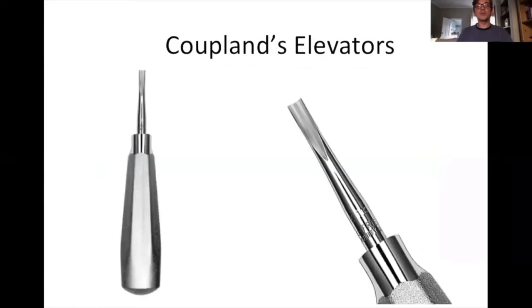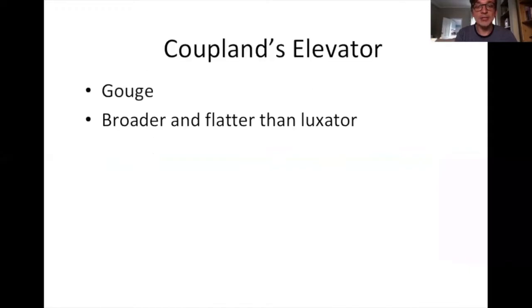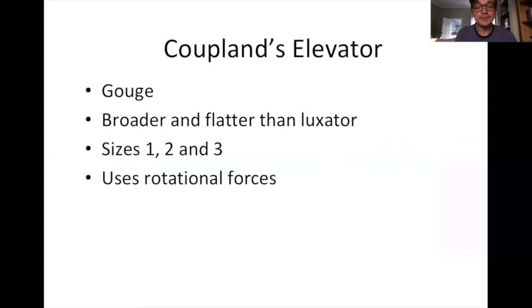Now, probably the most popular elevator is the Coupland. Now you can see it has sharp corners, very sharp. However, otherwise it's blunt, and it has a very strong elevating point. It's used with the gauge. It's broad and flatter than the Luxator. It has a few sizes, and you use it in rotational movements. And when you use it in rotational movements, you really go clockwise or anti-clockwise. You don't twist it around multiple times, because you just destroy the application point.